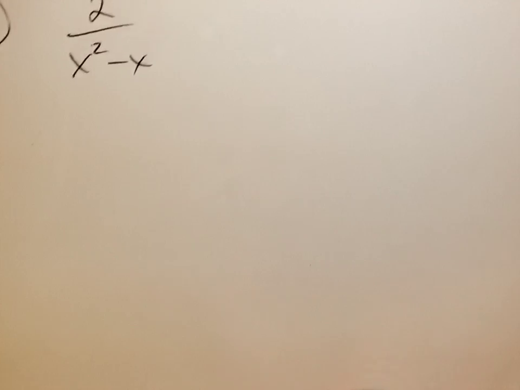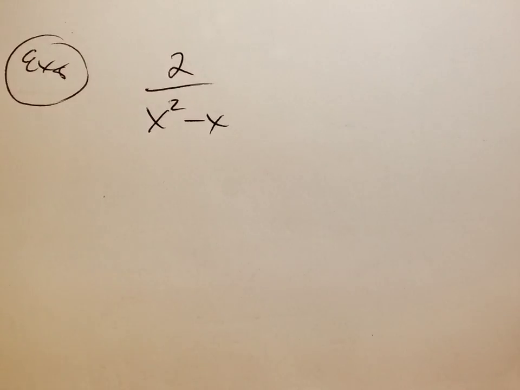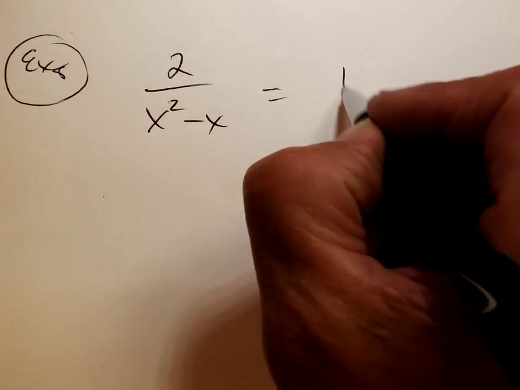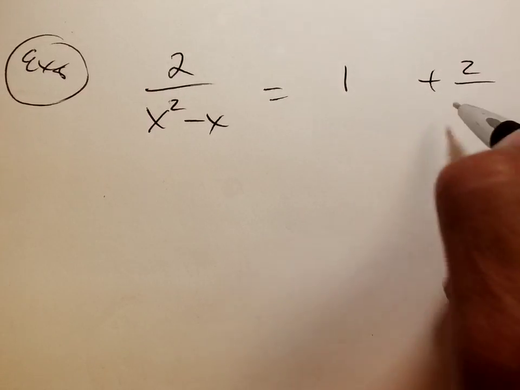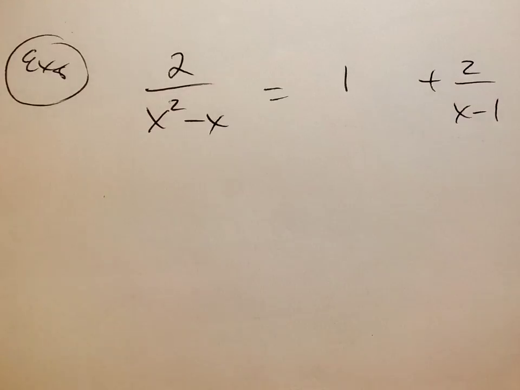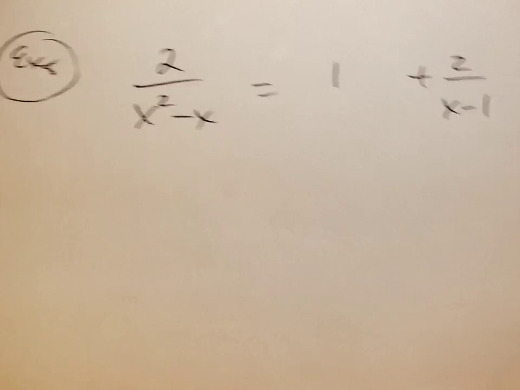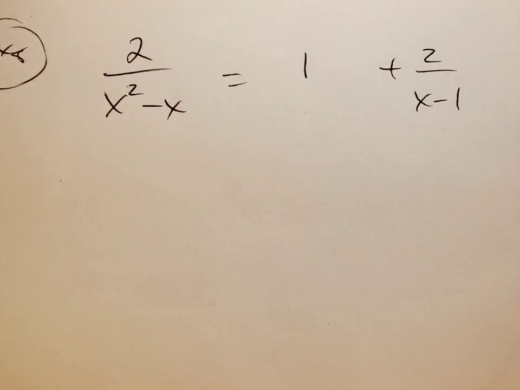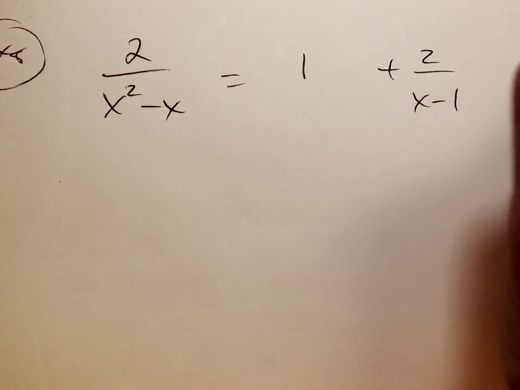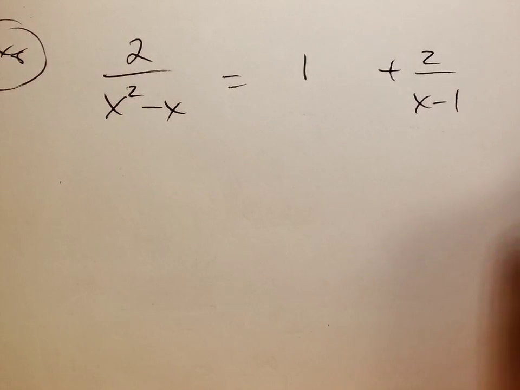Last one, let's take a look at example 8. 2 over x squared minus x equals 1 plus 2 over x minus 1. Okay. All right. What do you see? What do you think? First of all, x cannot equal 1 and x cannot equal 0.